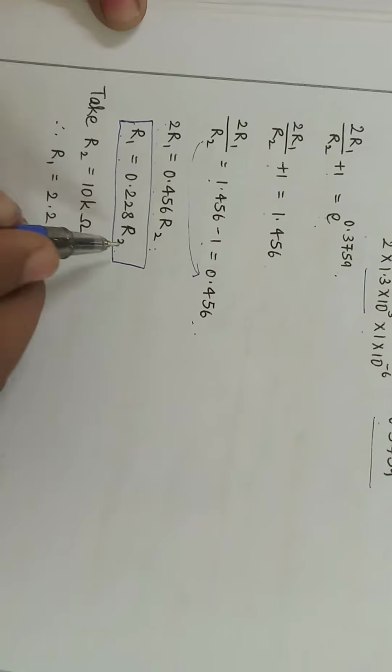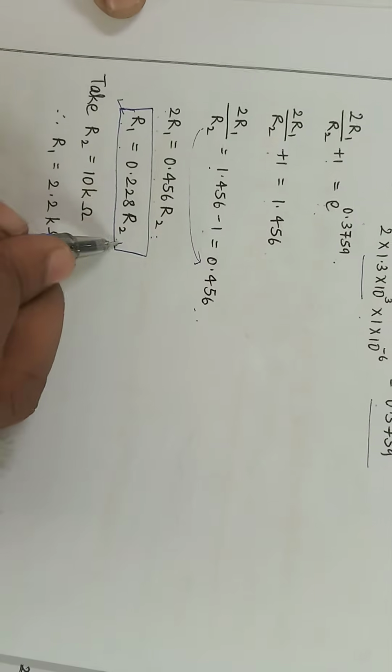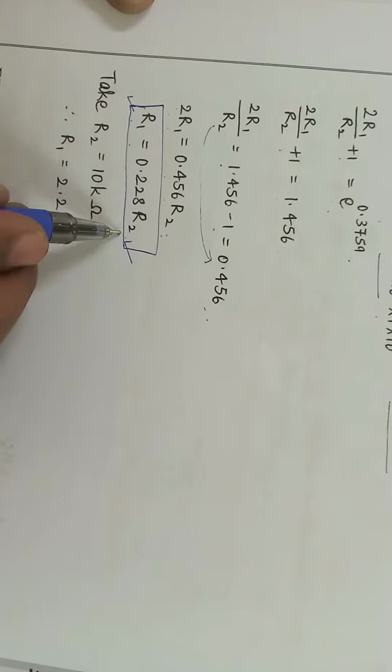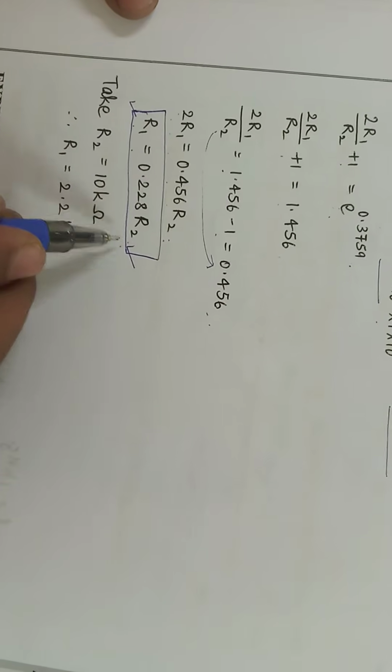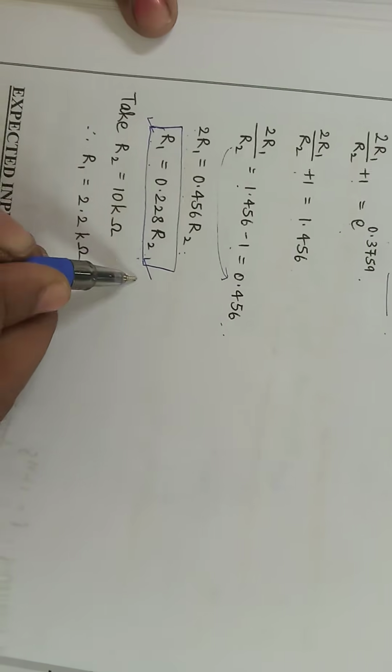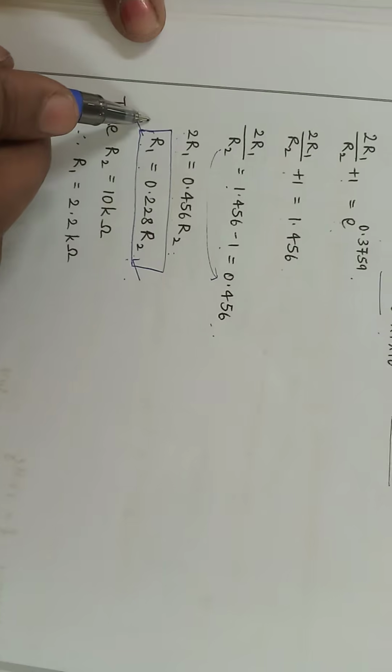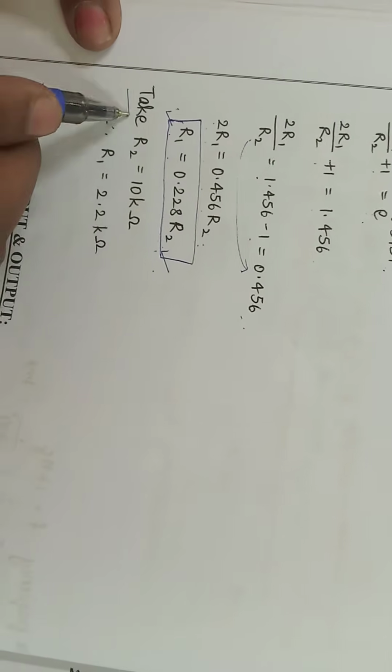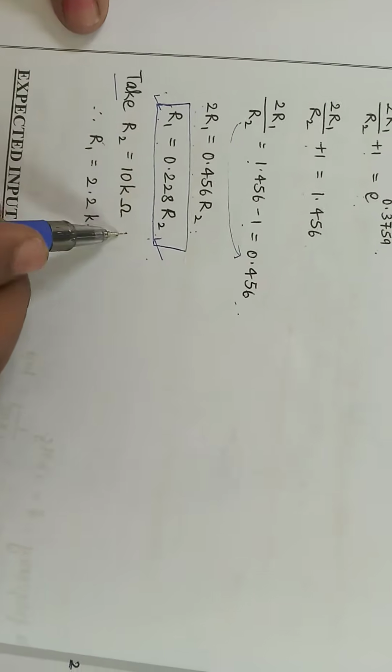Now I have to find out the value of R1 and R2. But since both values are unknown, you can assume any one value, then calculate the other value. Because of that, I am assuming R2 is equal to 10k ohm.